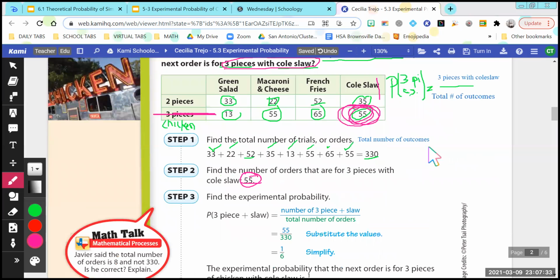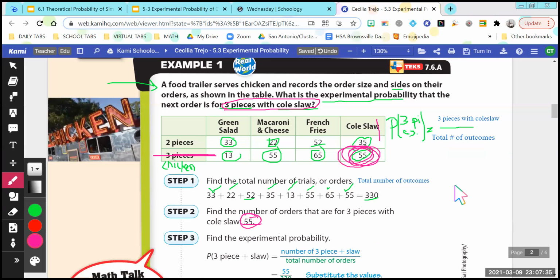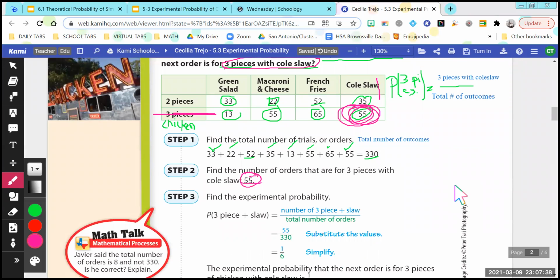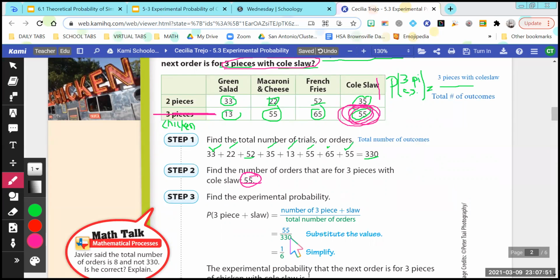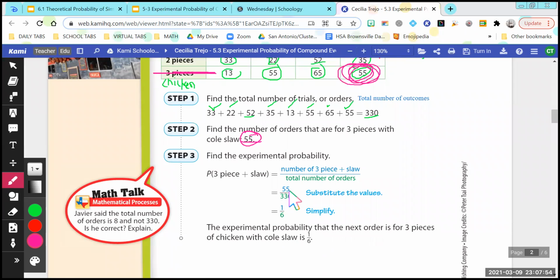Find the experimental probability, kind of what I wrote up here, right? The three piece and the slaw. The numerator is the number of three pieces and the coleslaw over the total number of orders, or the total number of outcomes. So this would be 55 divided by 330. And they simplified, right? So they took 55 over 330 and simplified down to 1/6. So we can say that the experimental probability that the next order is for three pieces and coleslaw is about a 1/6 chance of that happening.